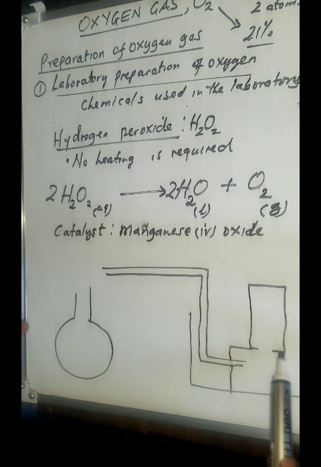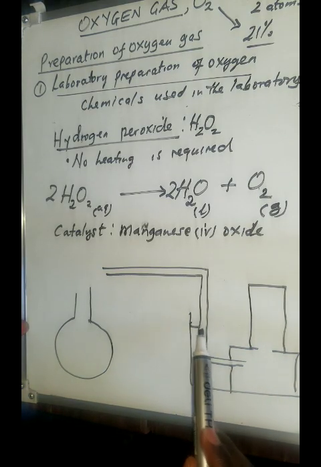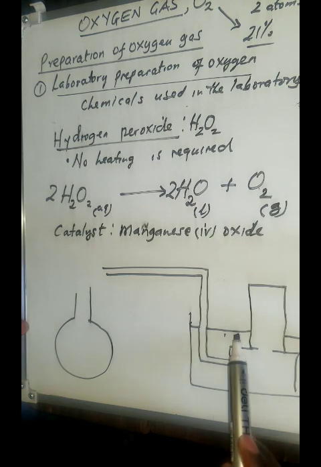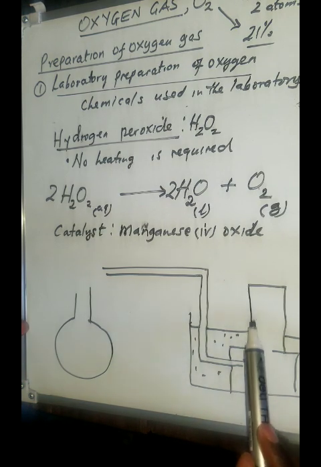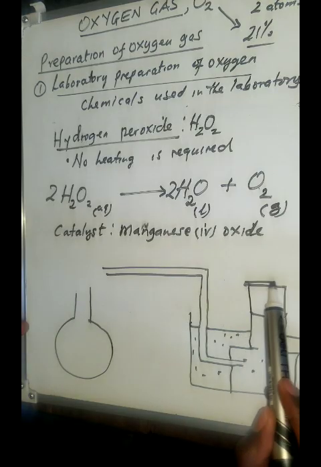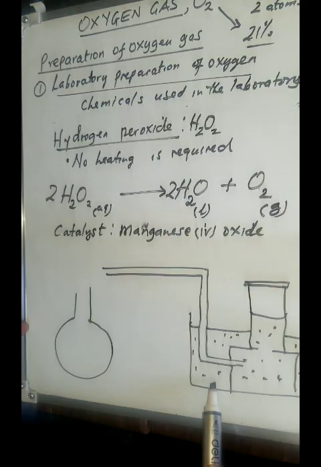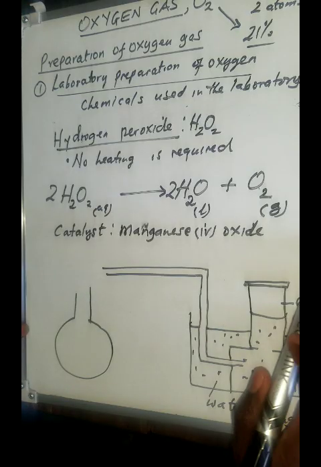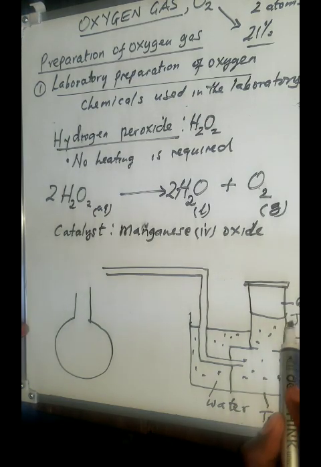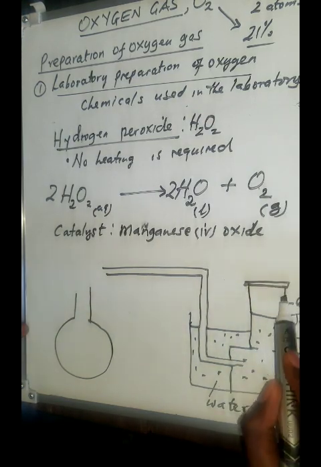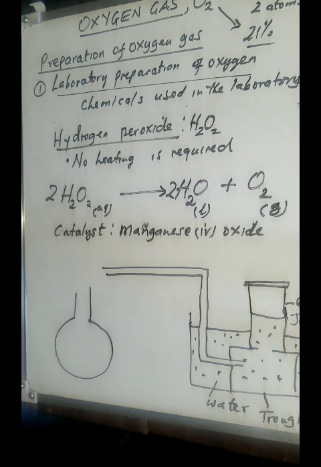I hope it's making sense. I'm just trying to quickly illustrate what you're supposed to know. That is representing our gas jar. So that is a liquid, and the liquid that we have there is water. Remember, the whole of this is the trough, and this there is representing the gas jar.